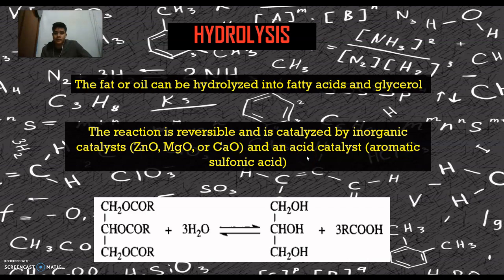Okay, so let's move on to our first chemical process, which is the hydrolysis. So what is hydrolysis actually? So hydrolysis is the process which involves the reaction with the water, means H2O. Okay, remember that. So the fat or oil can be hydrolyzed into fatty acid and glycerol. Okay, and then the reaction is reversible and is catalyzed by inorganic catalysts such as zinc oxide, magnesium oxide, calcium oxide, and an acid catalyst, aromatic sulfonic acid.